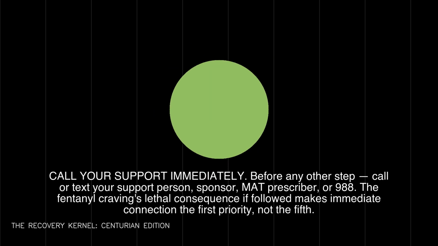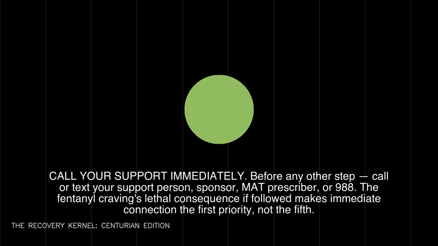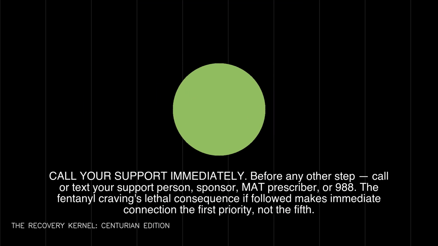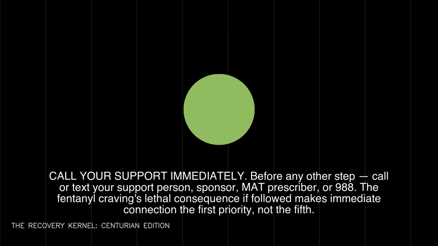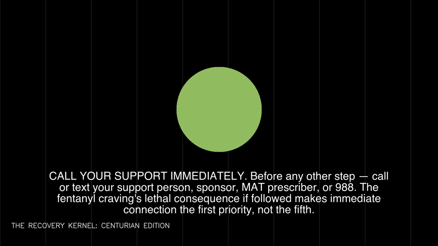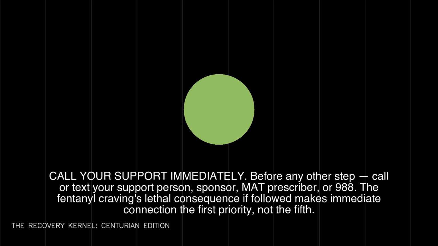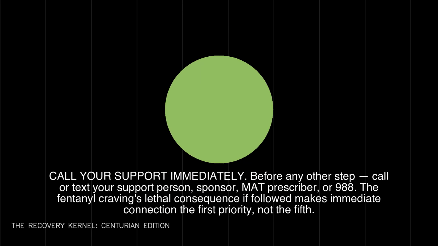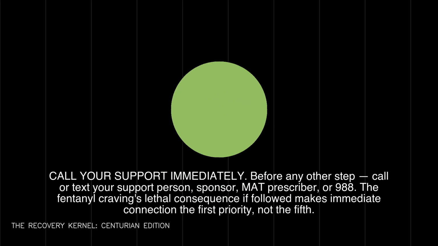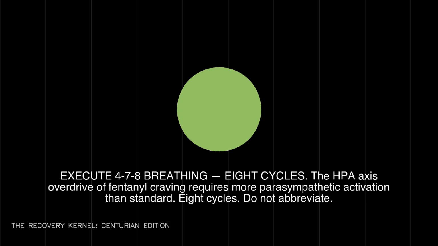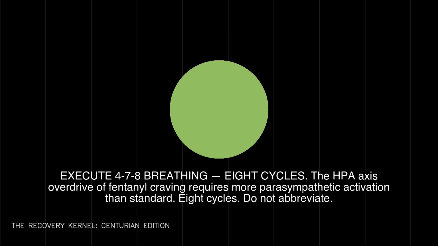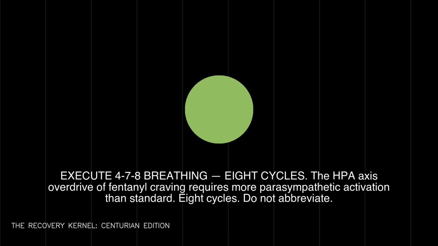Fentanyl Craving Trigger Map. The Fentanyl Craving Interrupt, 5-minute protocol. Call your support immediately. Before any other step, call or text your support person, sponsor, MAT prescriber, or 988. The fentanyl craving's lethal consequence if followed makes immediate connection the first priority, not the fifth.